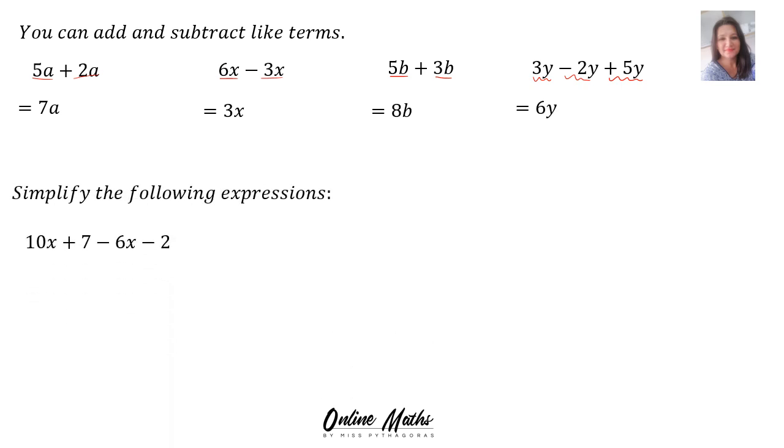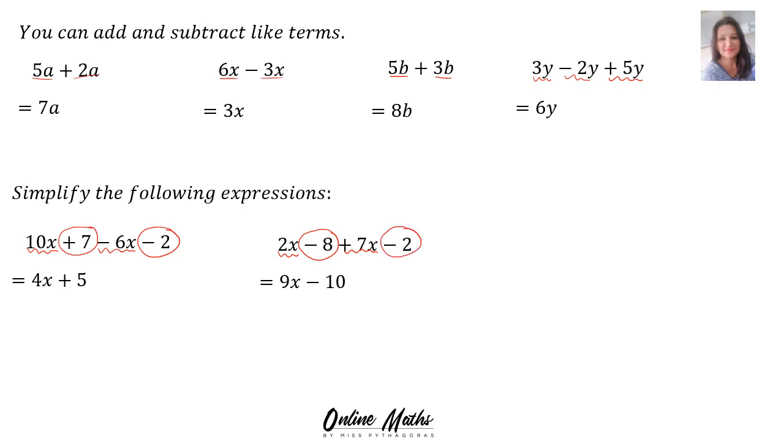Simplify the following expressions. Now you will see there's a polynomial and then there's different terms. Let's find all the like terms. There's a 10x minus 6x is 4x. And then there's constants. Plus 7 minus 2 is 5. Again, let's pick out the like terms. 2x plus 7x is 9x, and minus 8 minus 2 is minus 10.